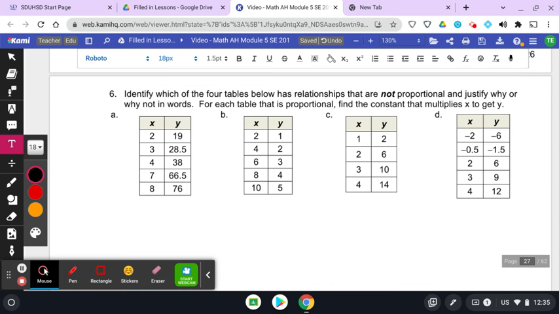All right, identify which of the 4 tables has relationships that are not proportional and justify why or why not in words. For each table that is proportional, find the constant that multiplies to get from x to y.